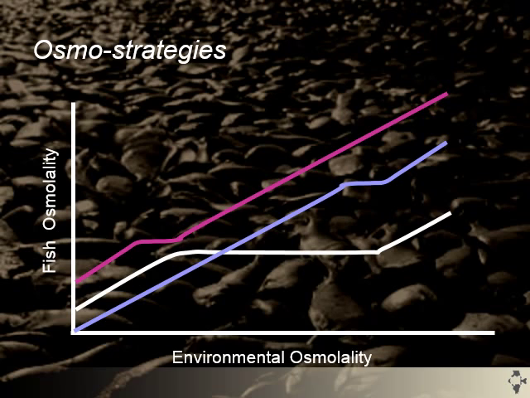Now, the other two lines that you see here are the opposite. These are stenohaline fish. It's again from the Greek for stenos, meaning narrowness. So these are fish that occupy a narrow range of salinities. And you can have either freshwater or saltwater stenohaline fish. So in the case of the pink line here, this represents a freshwater stenohaline fish. So you can see that they also have a flat horizontal component to that curve, and it's on the lower end of the environmental osmolalities.